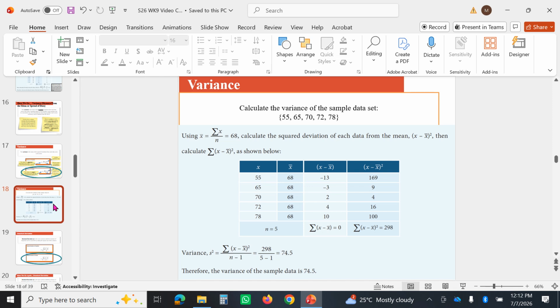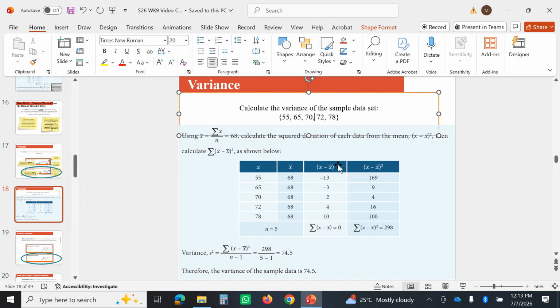Calculate the variance of the sample data set. Same data points. First thing, get them in order, find the mean. You input them into your data table, there are your 5 points, there is your mean. Subtract this one from this one, and remember, it does count.